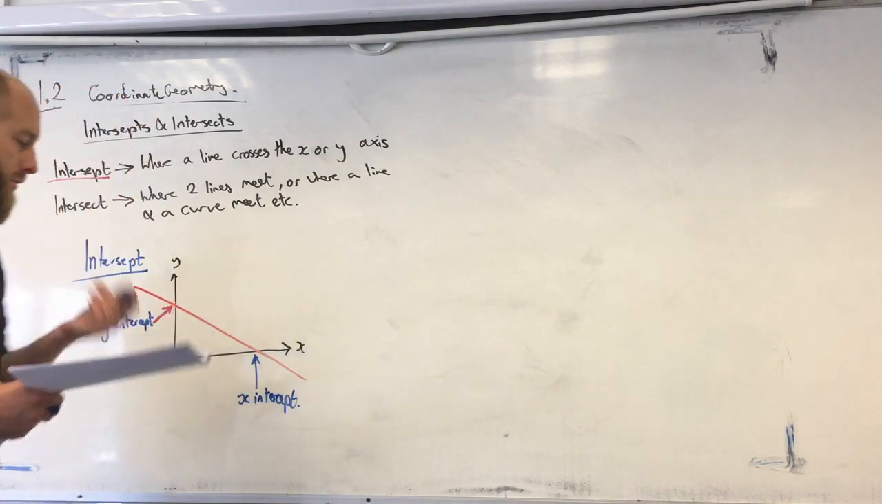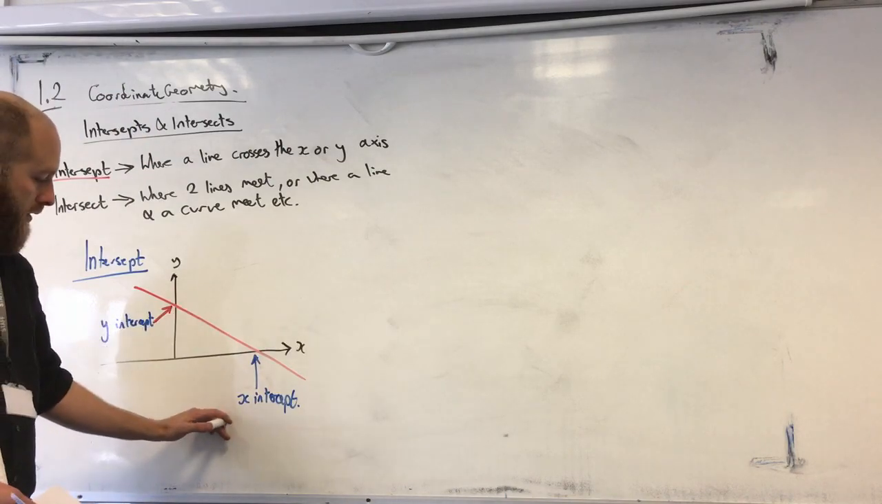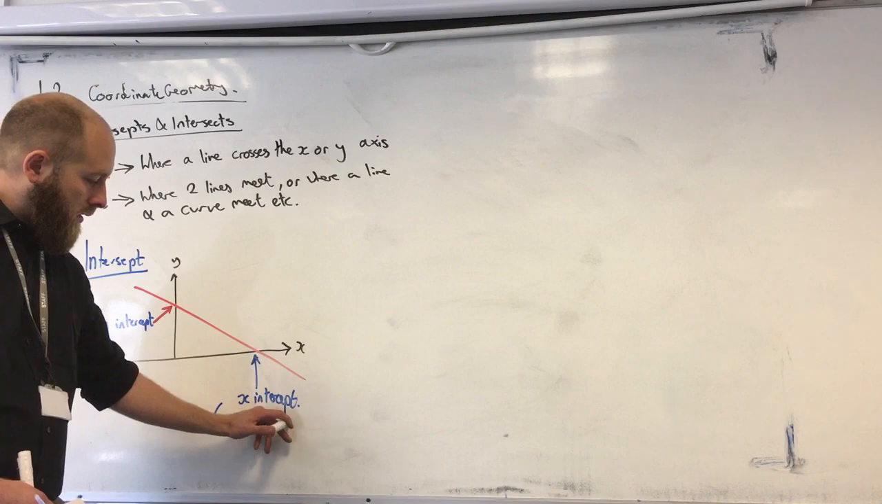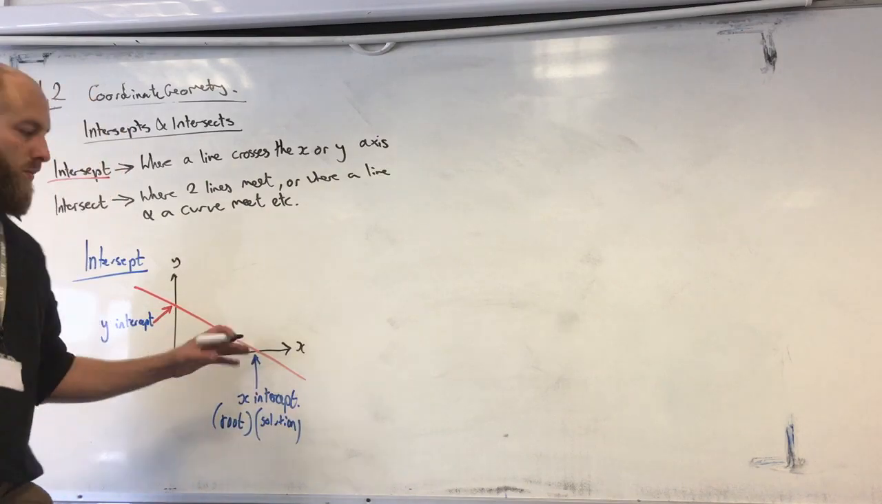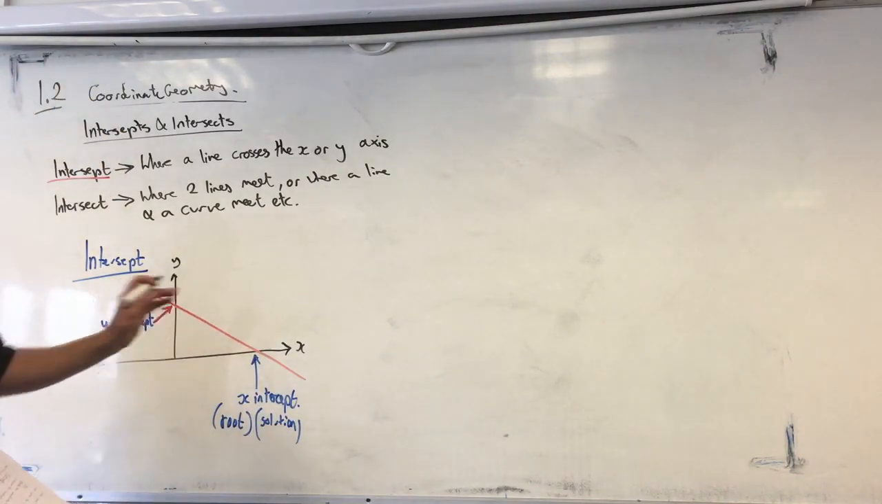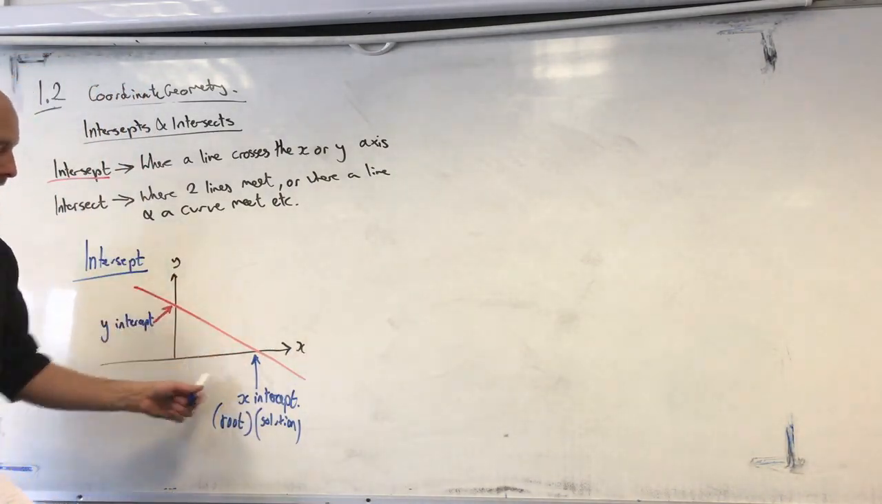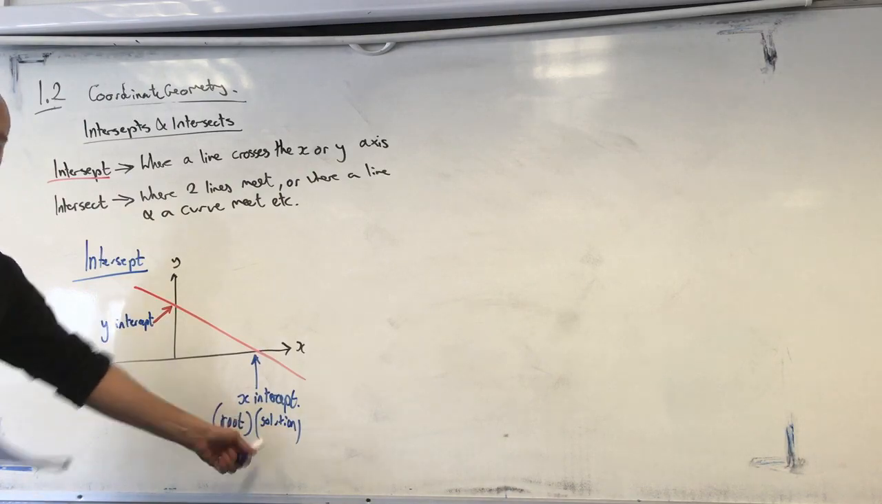Okay, so we also call the x-intercept, sometimes call it a root, or we call it a solution. So x is a bit special. You kind of get that by the end of the year. X is the thing we always care about. It's the special thing. It's the thing that causes all the changes. Because of that, the x-intercept has two other names, the root and the solution.